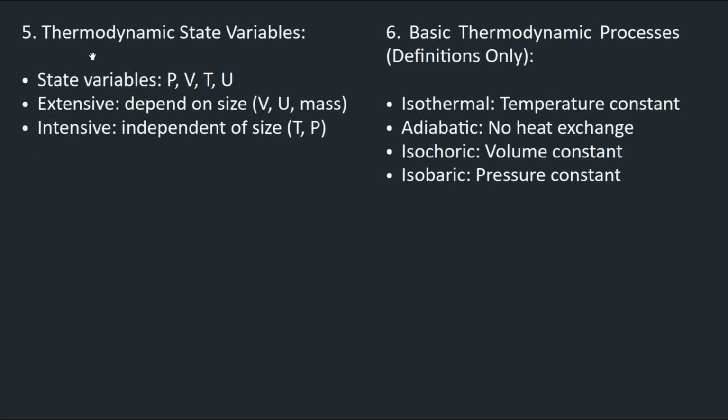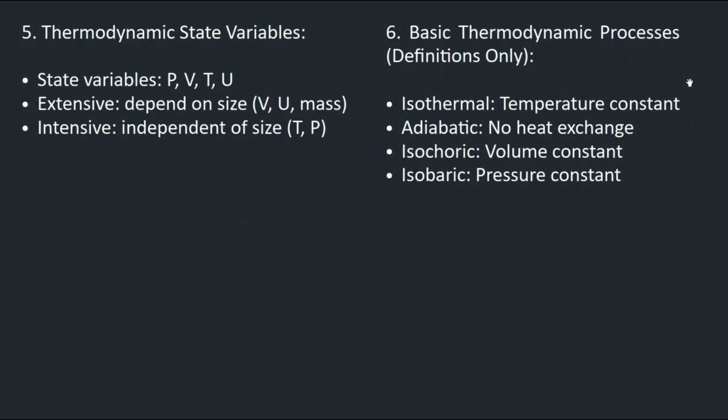Then you have thermodynamic state variables. So we have pressure, volume, temperature, and internal energy. Then you have extensive and intensive. Extensive depends on the size, like volume, mass, internal energy. While intensive does not depend on the size: temperature, pressure, density. Those are your intensive.